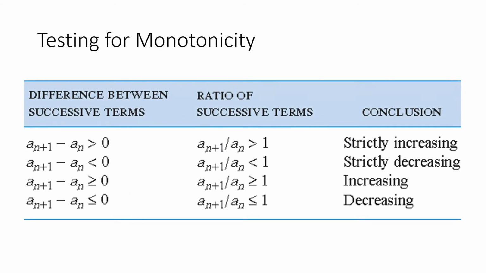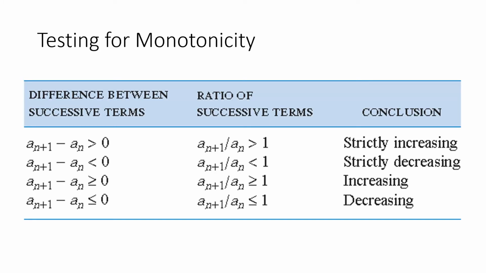So let's have tests for monotonicity. In this presentation, frequently one can guess whether a sequence is monotone or strictly monotone by writing out some of the initial terms. However, to be certain that the guess is correct, one must give a precise mathematical argument. So these are the ways to determine the monotonicity of the given sequence: the difference between successive terms and the ratio of successive terms.